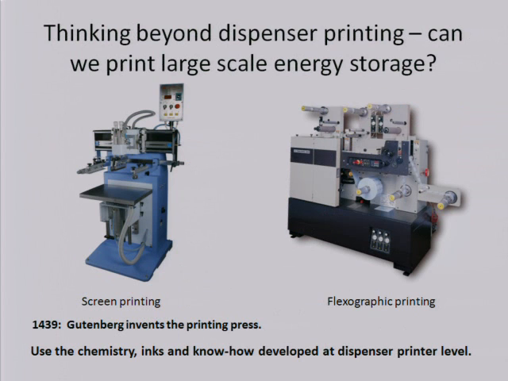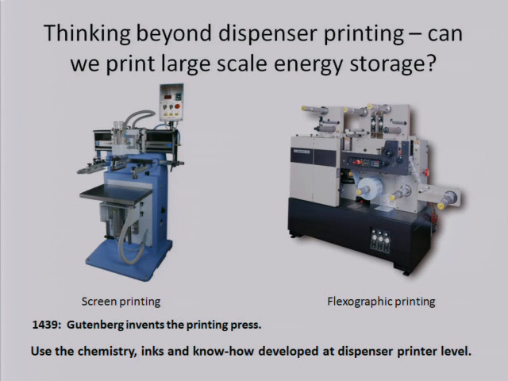Well, possibly we can, and I want to show you a couple of printers which are larger than a dispenser printer. So here's a screen printer, a sophisticated version rather than the $20 version you can buy in Kmart to print a shirt or something. So that's one scale up. Another scale up would be to this thing called a flexographic printer, which is a common device for printing things that are like labels, or that are 10 centimeters by 10 centimeters, let's say. I want to remind you that printing has been around a long time.